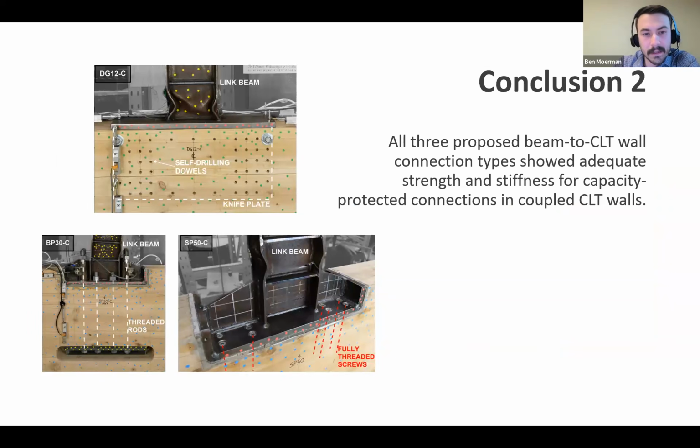Conclusion 2 is that all 3 of the beam to wall connections that we had schemed up showed adequate strength and stiffness, and they all were capable of providing capacity-protected connections. We'll say the screwed end plate connection seemed like the best one. The other two require a higher degree of fabrication and tighter tolerances, whereas the screwed end plate connection is just very forgiving.